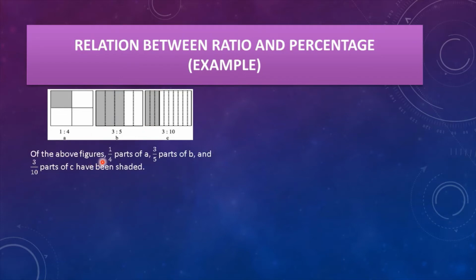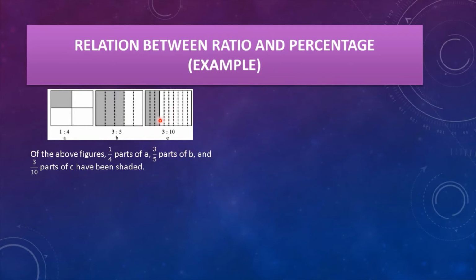Of the above figures, 1 by 4 parts of A, that means in here 1, 2, 3, 4, there are 4 parts of this box, and 1 by 4 parts of A, that means one part is shaded. That's why we write 1 by 4 parts of A. And second figure 1, 2, 3, 4, 5, there are 5 parts total and 3 parts are shaded. That's why we write in the ratio 3 by 5 parts of B.